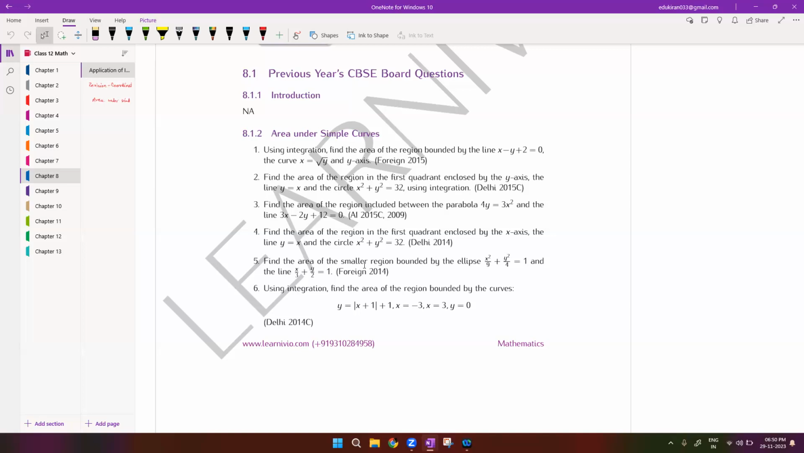So the first task that we should be focusing on is what are the curves, what are the different equations that are given to us. In this case, an equation of line x minus y plus 2 is equal to 0, and an equation of the curve x is equal to root y. Although we don't know what x is equal to root y looks like yet, there are two equations given, and we have to find out the area bounded by these two equations as well as the y-axis, right?